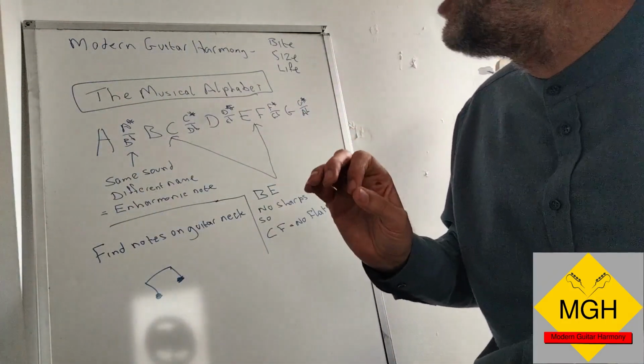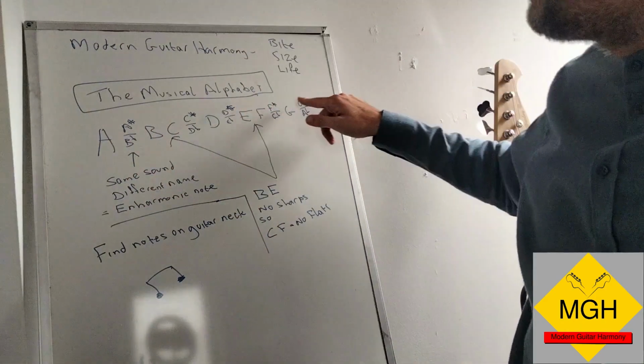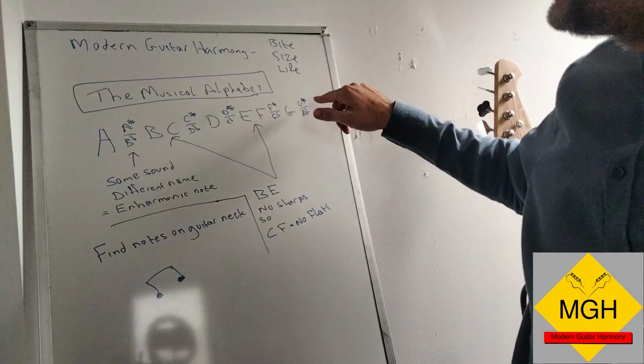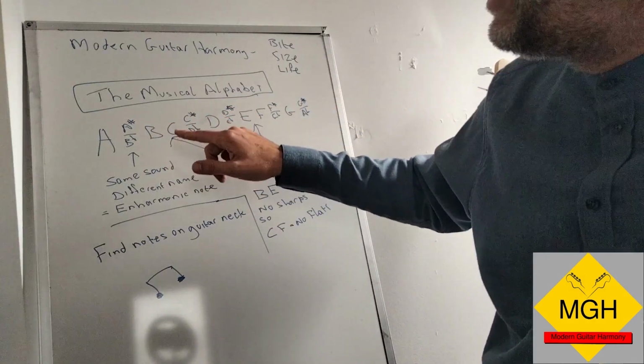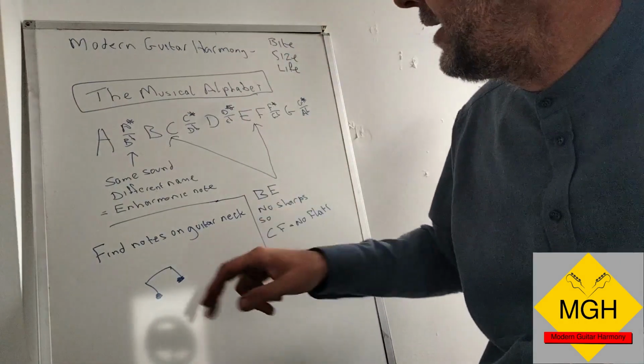So for this lesson, I want you to learn two things. The first one, learn your musical alphabet. Remember, sharps ascending, flats descending. Write it out on a piece of paper until it's ingrained.